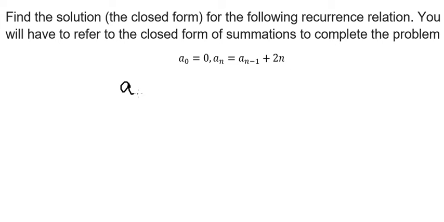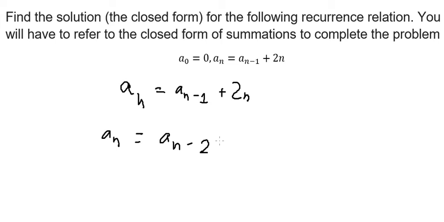So we know that about a_{n-1}, we can put into a_{n-2} + 2(n-1). Because if we need to subtract 1 in here, this one should add negative 1, and this one should add negative 1. So that should be like this.